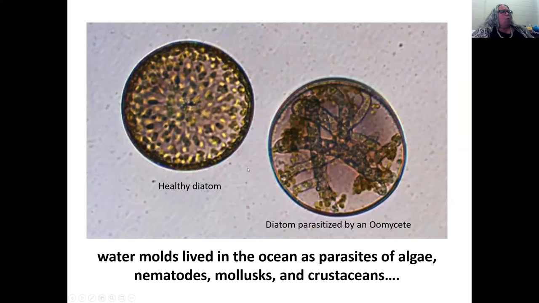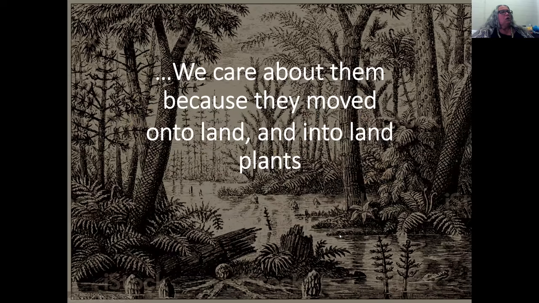Okay, so water molds lived in the ocean as parasites of algae, nematodes, mollusks, and crustaceans. And if they had stayed in the ocean, they would be these weird curiosities that only a few people knew about. However, they moved onto land and they moved into land plants and they became something that we really had to know about.